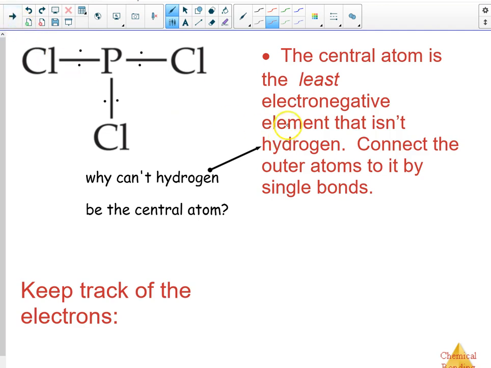Next, you're going to put the least electronegative atom in the middle. The central atom is the least electronegative element that isn't hydrogen. Will you tell your lab partner right now why hydrogen can't ever be the central atom?